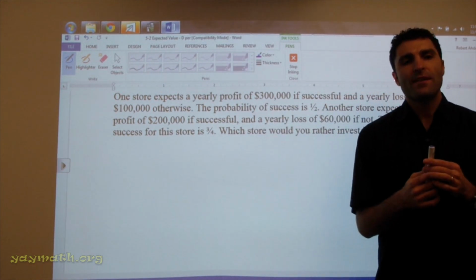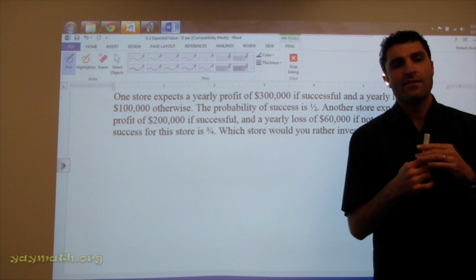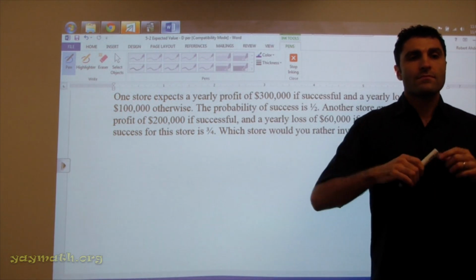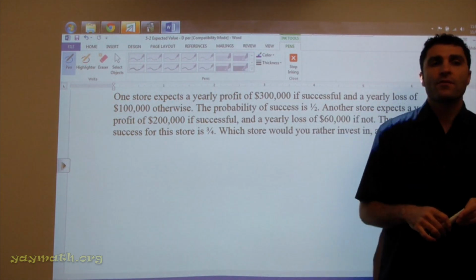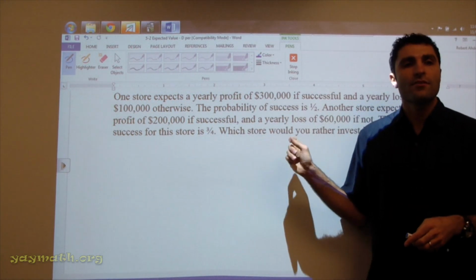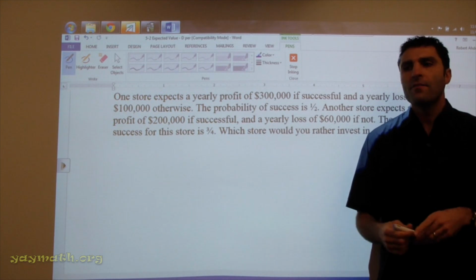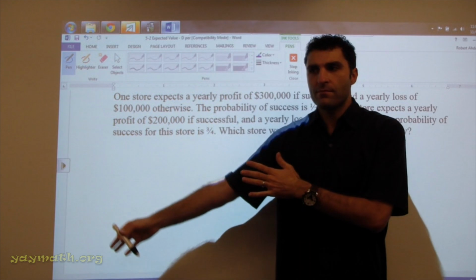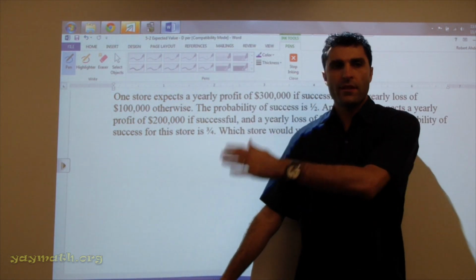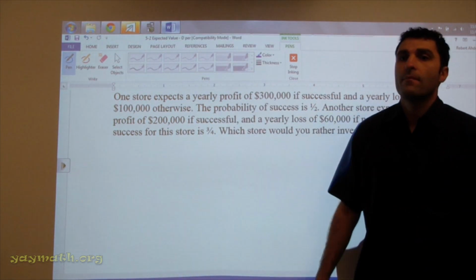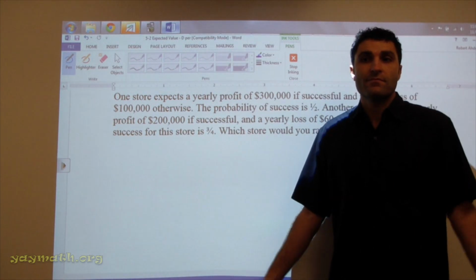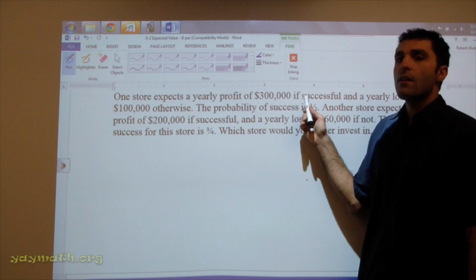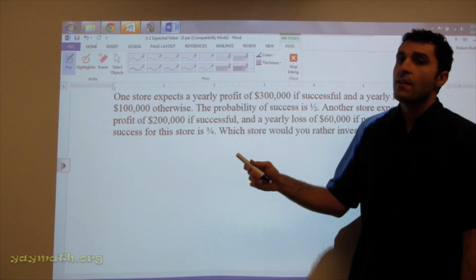Can you explain what expected value is in your own words? It's the average outcome over time. So the outcome in this case is dollars, right? It's the amount of money you would get per investment over time, if you did it over and over and over. Let's say many years. You're investing, and each year it gives you 300K or minus 100.